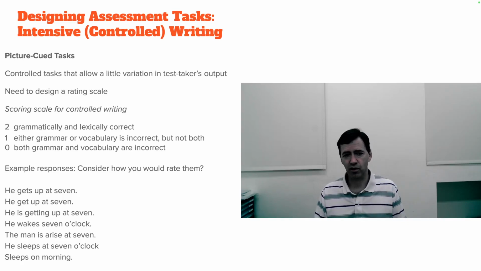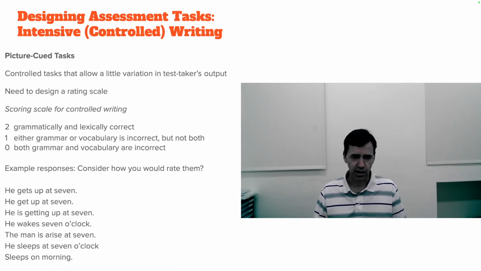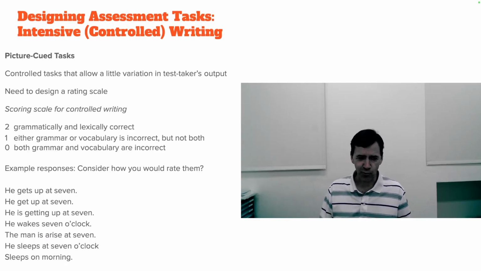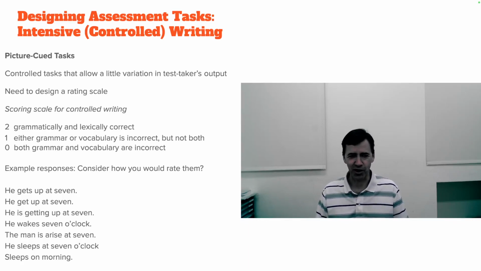You got the vocabulary wrong, the grammar's wrong, you get a 0. So have a look at the sentences below. So here are responses for the first picture. That's this one right here. Okay, so we got: he gets up at 7, he get up at 7, he's getting up at 7, he wakes 7 o'clock. The man is arise at 7, he sleeps at 7 o'clock, sleeps on morning.